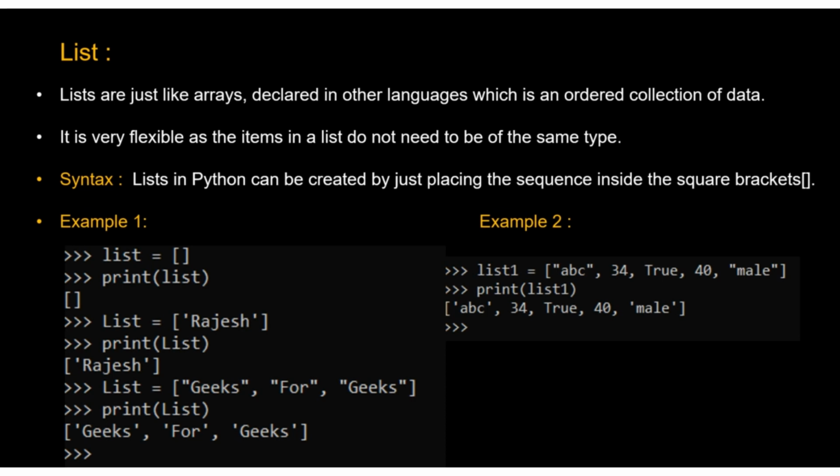Observe these two examples. In the first example, if you take a list with empty square brackets, it will print empty square brackets only in the output. If we take a list with the string Rajesh in single quotes, the output will be the same. In the second example, we are collecting different data types and assigning them to one variable. It will print all values in the same order.